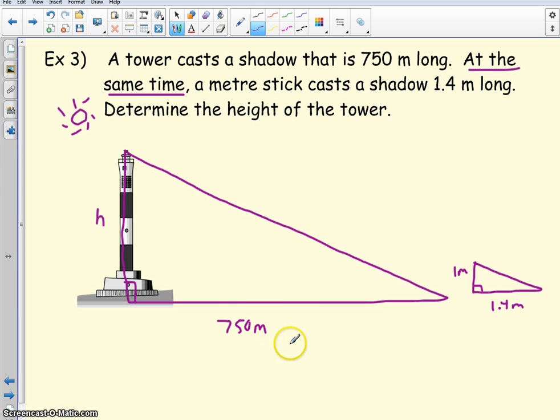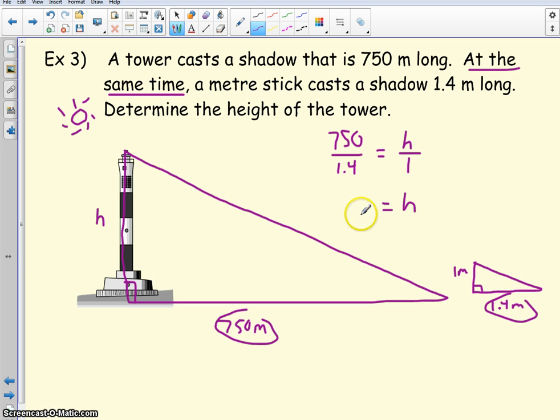So between these corresponding sides, we have 750 and 1.4. So 750 over 1.4, which is our scale factor, should be equal to h over 1. Which really just simplifies down to h. So h is going to be 750 divided by 1.4. Run that through your calculator, and you get approximately, to one decimal place, 535.7 meters.